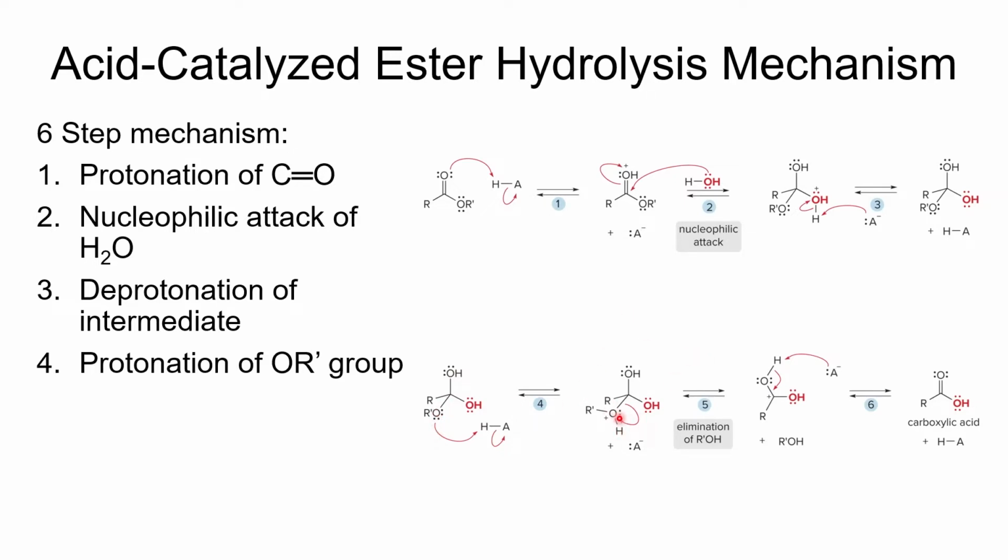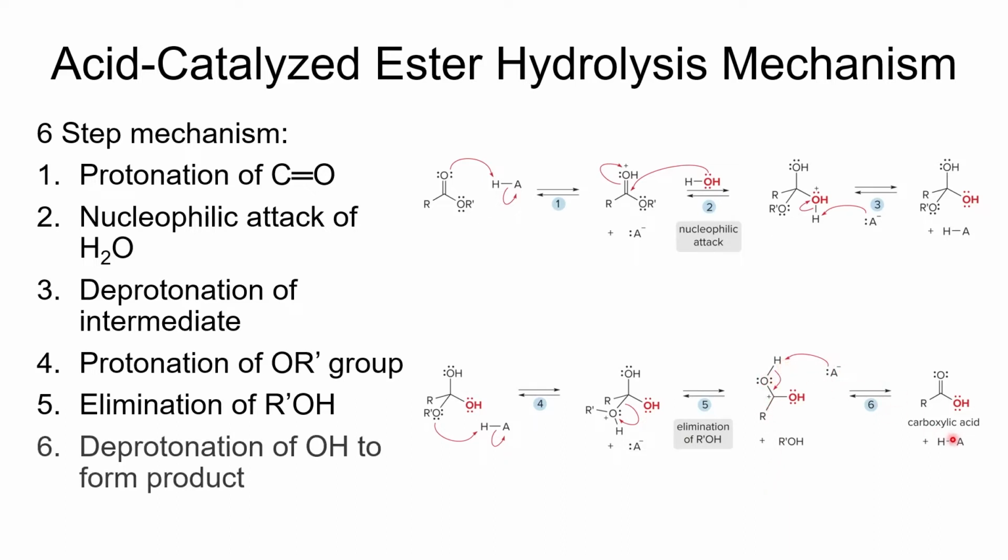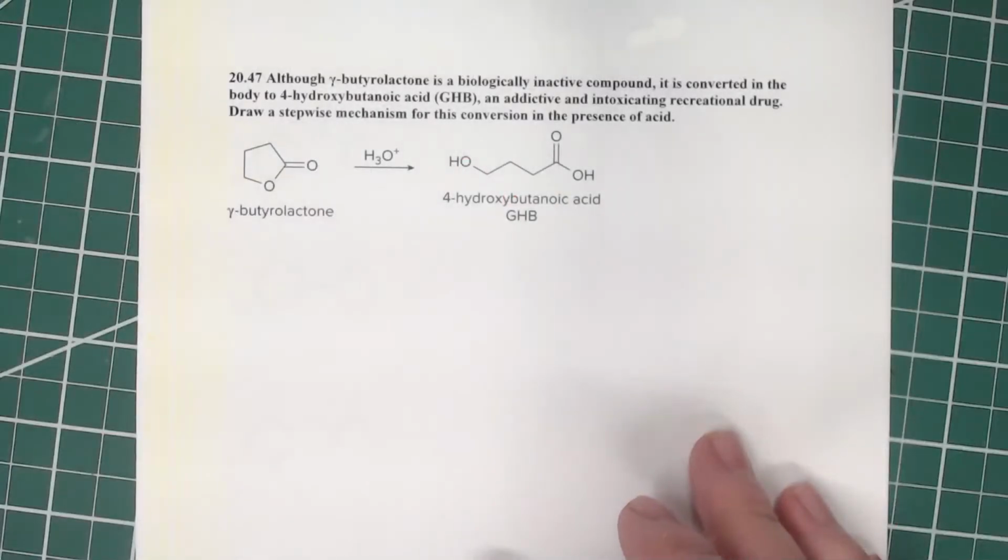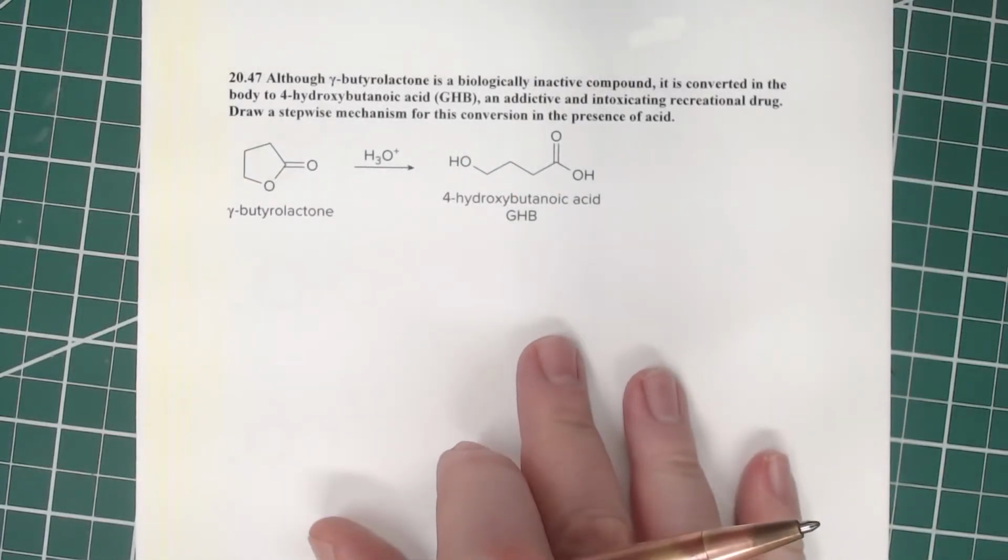Once we protonate that, we will now eliminate an alcohol, and that will give us a resonance-stabilized carbocation. We don't have the other resonance structure here. And then we deprotonate one of the OHs, and that will give us our carboxylic acid. So the result of this is that it gives us a carboxylic acid and an alcohol. So we're going to look at number 47, which I have right here.